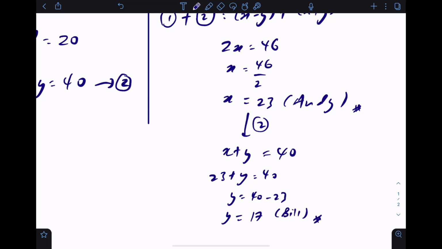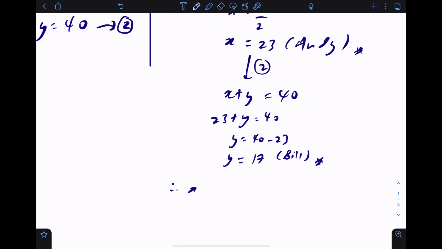Okay, we have Andy's sweets, we have Bill's sweets. Therefore, Andy has 23 sweets and Bill has 17 sweets. This is the final answer for this question.